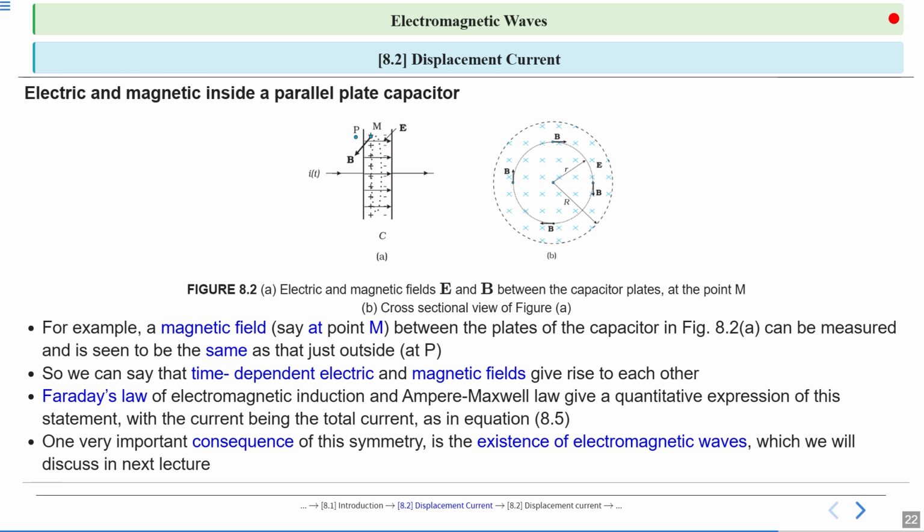Okay, so due to this discovery that a time varying electric field can produce a magnetic field and a time varying magnetic field can produce an electric field, and they are interrelated, Maxwell proceeded with this idea and discovered that light is an electromagnetic wave.